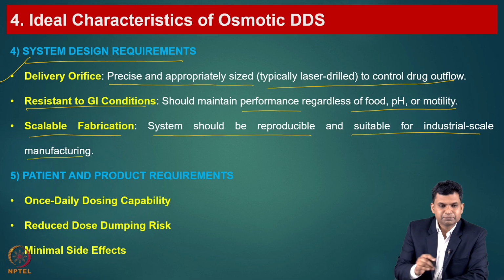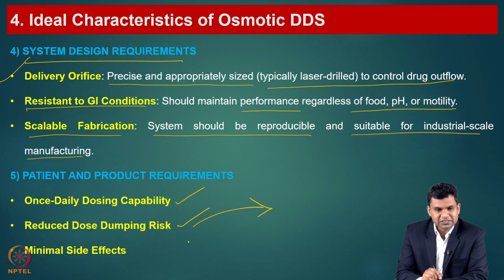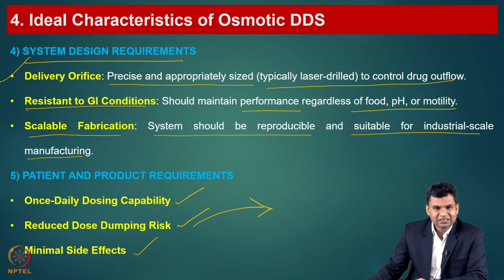And the fifth one is patient and product requirement. Once daily dosing capability when you are using oral systems, reduced dose dumping risk that leads to side effects, and also minimal side effects need to come up as ideal characteristics of osmotic drug delivery systems.